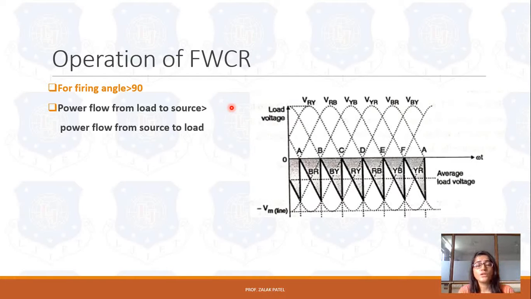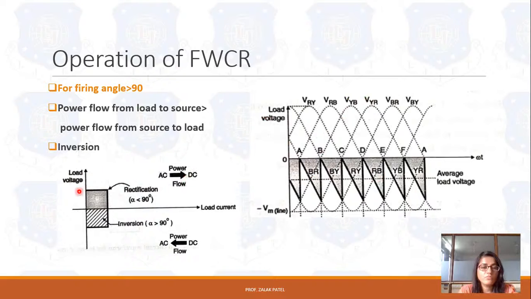So if you put the values in that particular equation, then you can get the idea that for any angle greater than 90 degree, the average load DC voltage becomes negative, and that's why load to source voltage becomes greater than source to load voltage. So because of this we can say that inversion will take place. Now let's talk about the two quadrant operation of FWCR.